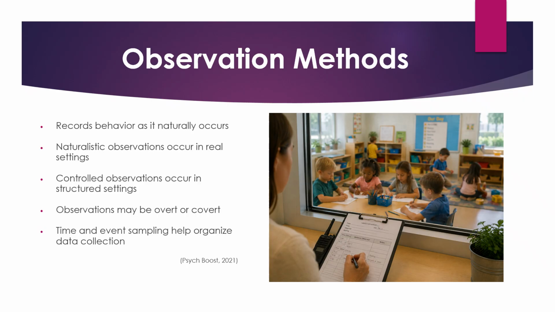Researchers also decide whether participants know they are being observed. In overt observations, participants are aware, while in covert observations, they are not. Researchers may also use different ways to record behavior, like time sampling, where behavior is recorded during certain time periods, or event sampling, where specific behaviors are recorded whenever they happen. One strength of observation methods is that they can provide more realistic data, although researchers usually have less control over outside variables.